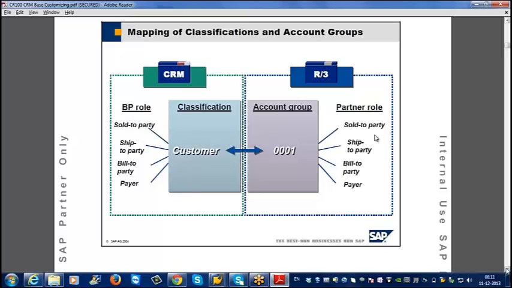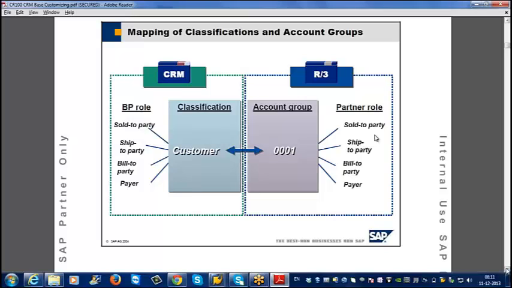This number, again, the number will be the same, right? Because the number range will maintain the same thing. So in account group 0001, whatever number range I maintain in CRM as internal, I will maintain the same as external in account group 0001. Okay, clear? Correct. Yeah, clear.